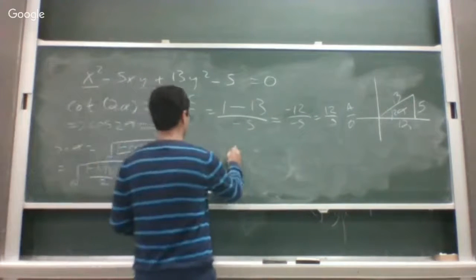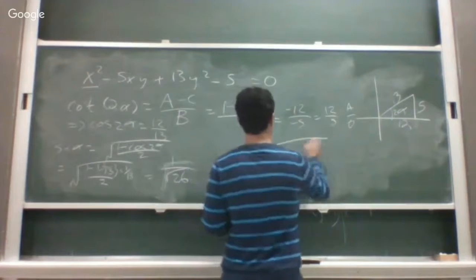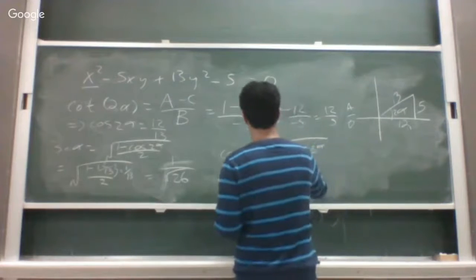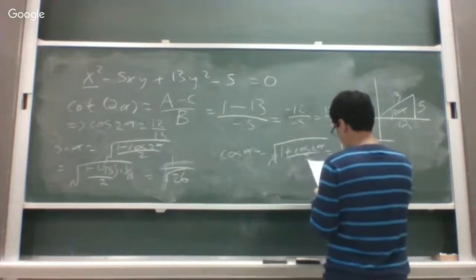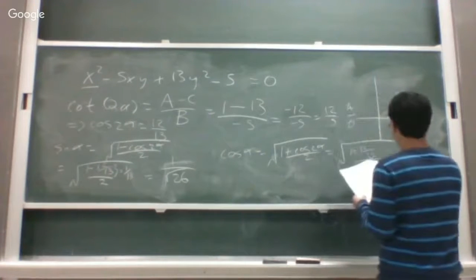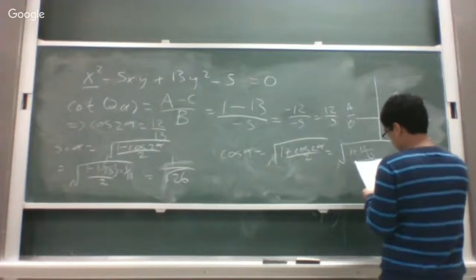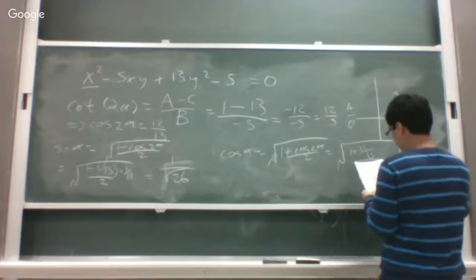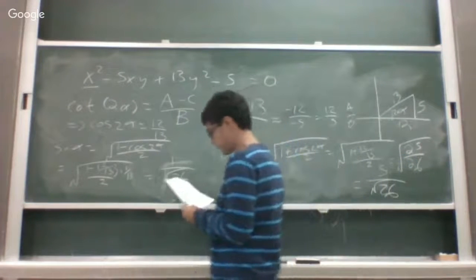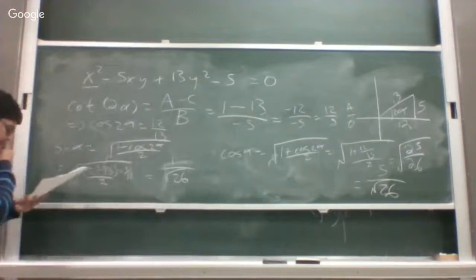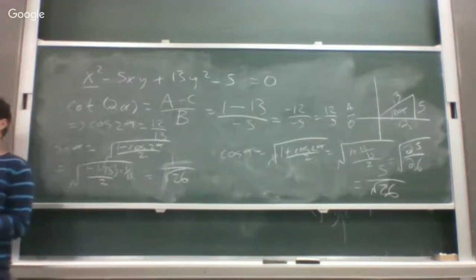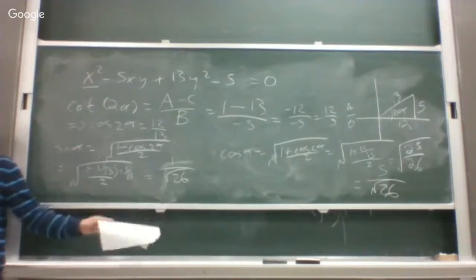Cosine of alpha is the same thing. It's the square root of (1 plus cosine of 2 alpha) divided by 2, which is the square root of (1 plus 12 over 13) divided by 2. That's equal to the square root of 25 over 26, which is equal to 5 over square root of 26. And this problem is worth 7 points as well, so you guys should definitely get all these points.